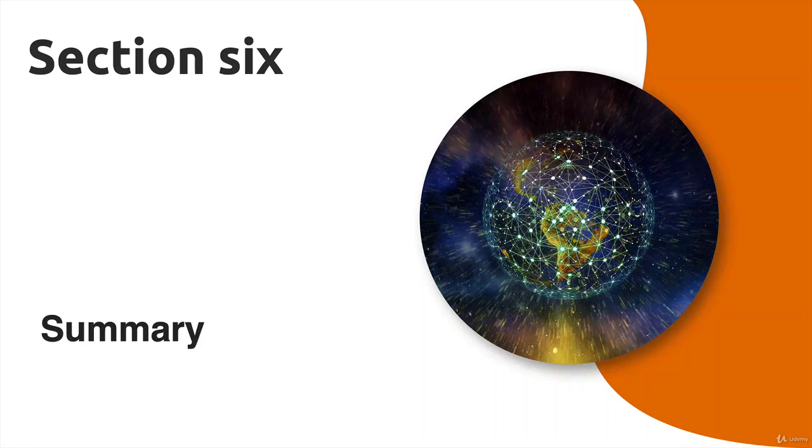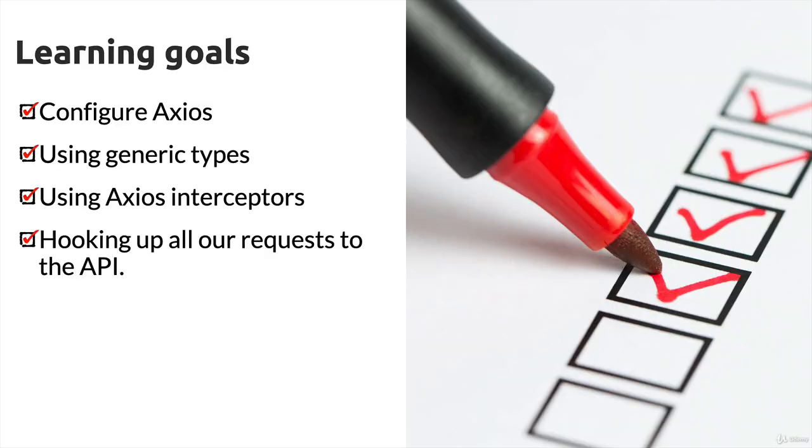Okay, we got to the end of section 6 and we're now persisting our changes from our client to the database. A fairly short section, but just one to get us familiar with Axios and configure some of its defaults and take a look at interceptors and some of its features. And if we've just reviewed the learning goals, then sure, we've configured Axios.